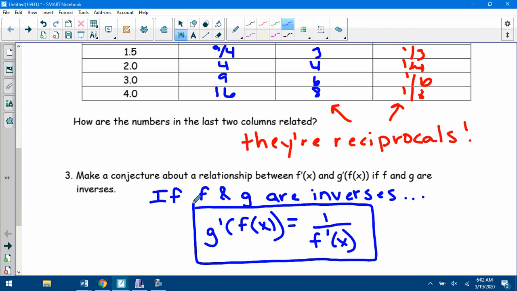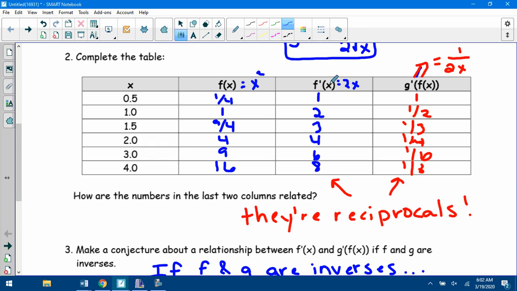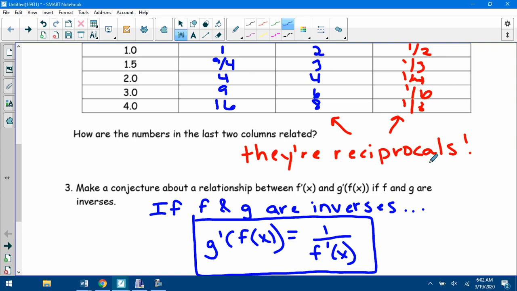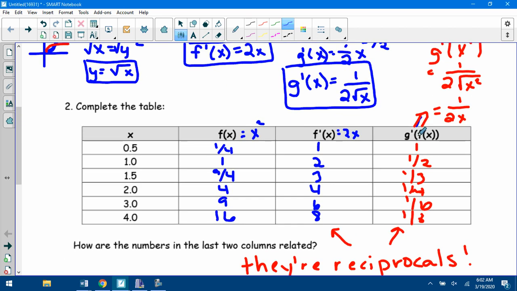Okay, so let's talk about where that comes from for a second. This fourth column was g prime of f of x. This third column was f prime of x. We said they're reciprocals, so the fourth column is the reciprocal of the third column. And you can see that just by our work too. G prime of f of x was the reciprocal, 1 over f prime of x.